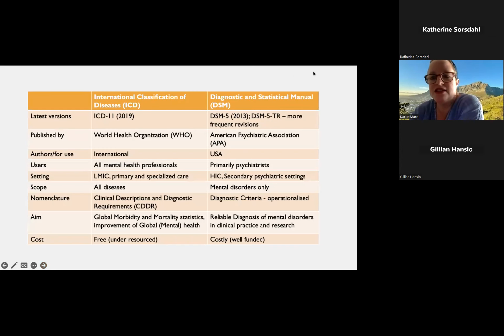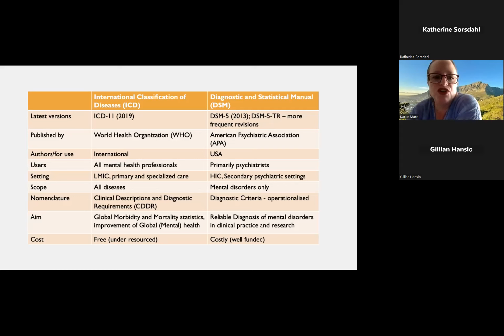But here is a table that I've devised that really show you the differences. So I've told you guys where we stand in terms of the latest versions, and whereas ICD is published by the World Health Organization, DSM is published by the American Psychiatric Association. Now, the authors of ICD is international, and DSM mainly from the USA. But the reality is we live in a post-globalization world. So of course, the international working groups for ICD contained American scientists. And in USA, they, of course, consult their colleagues all over the world. So it's not that it's that separate.